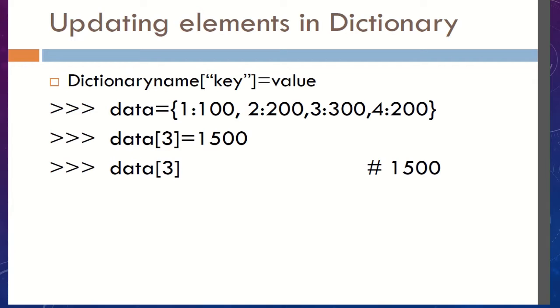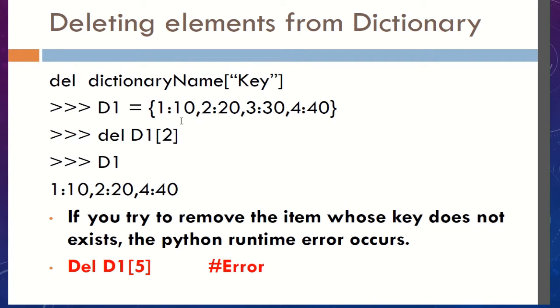Okay, so updating elements: to update, write dictionary name, key equal to value. Whichever key is there, you need to write the value, and you will find the value has been changed. Next is deleting. Same way, dictionary then key. Any dictionary name then key, whatever key you want, like dictionary 2. So the second value will be deleted.